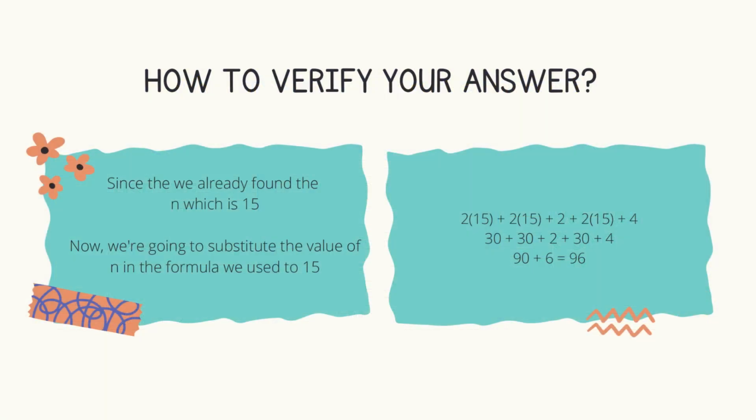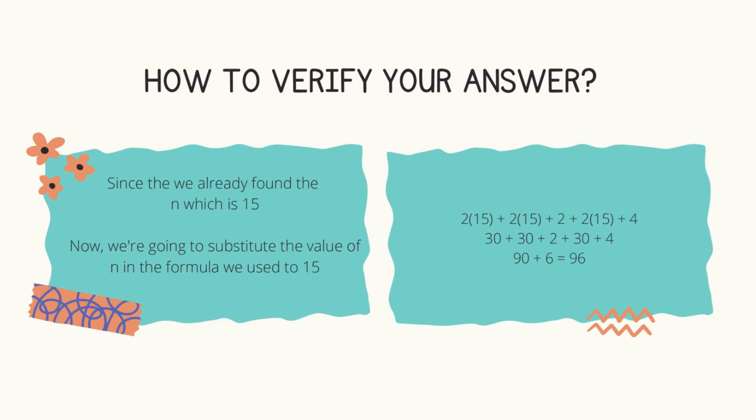Now, how to verify if your answer is correct? Since we already found the value of n, which is 15, we are going to substitute all the value of n in the formula we used to 15. So, ang ginamit natin formula kanina is 2n plus 2n plus 2 plus 2n plus 4. So, we will be changing all the n's to 15. And that is 2 times 15 plus 2 times 15 plus 2 plus 2 times 15 plus 4.